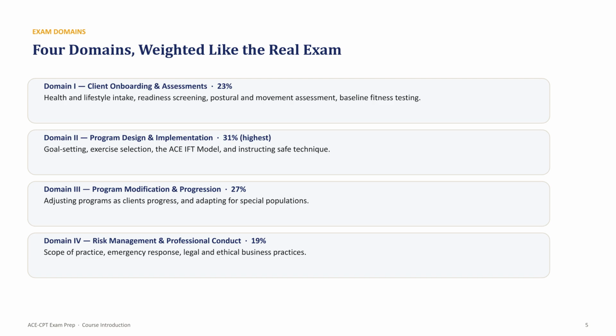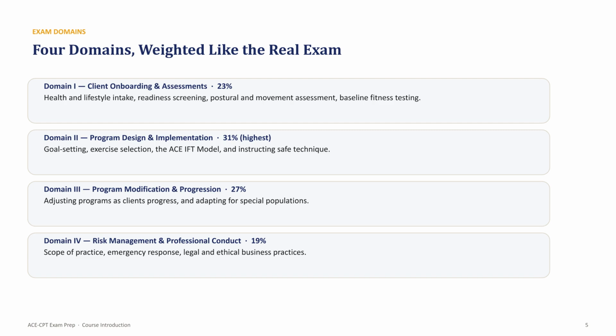Domain 2 is program design and implementation, worth 31%, the single highest weighted domain on the entire exam. This covers goal setting, exercise selection, the ACE IFT model, and instructing safe technique. Domain 3 is program modification and progression, worth 27%. This covers adjusting programs as clients progress and adapting for special populations.